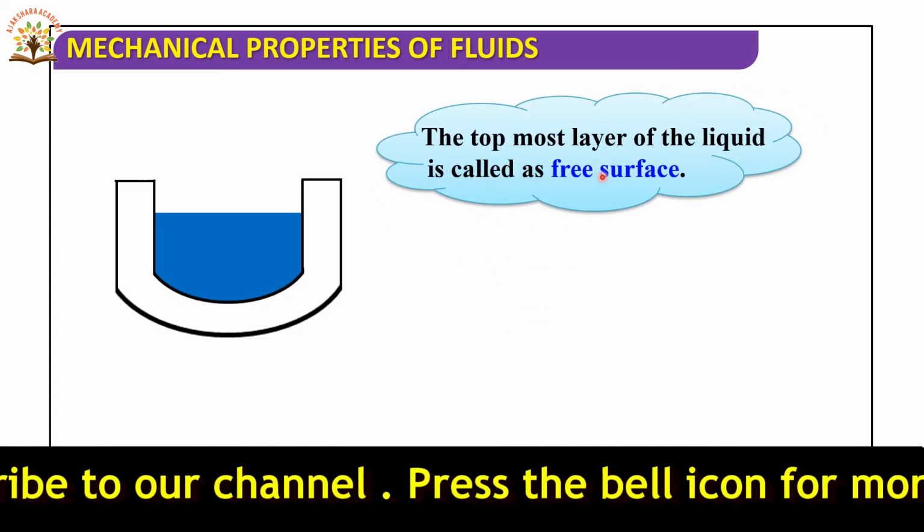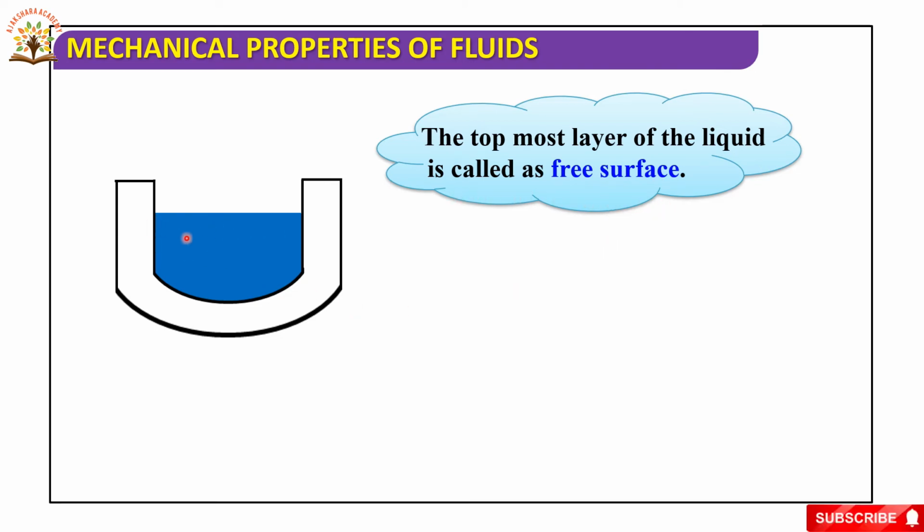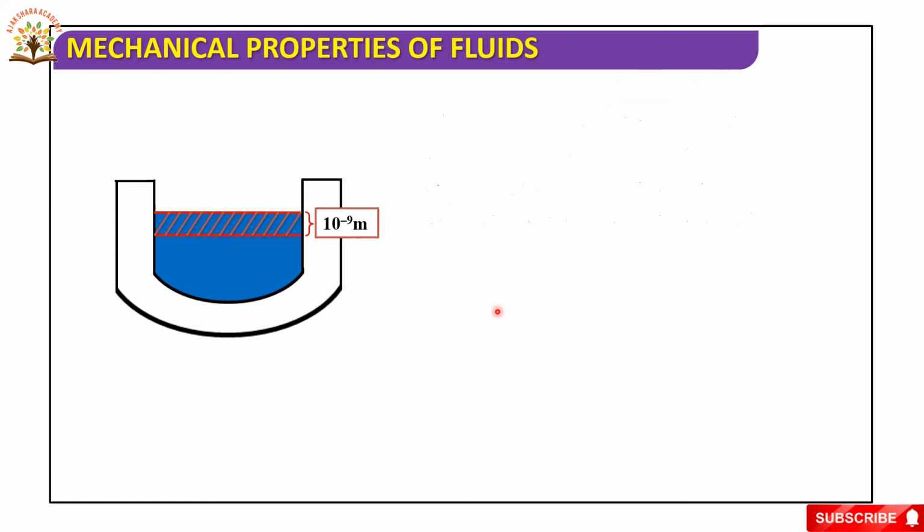The topmost layer of the liquid is called the free surface. The layer of surface liquid whose thickness is about equal to range of molecular attraction is called surface film. This is the surface film.